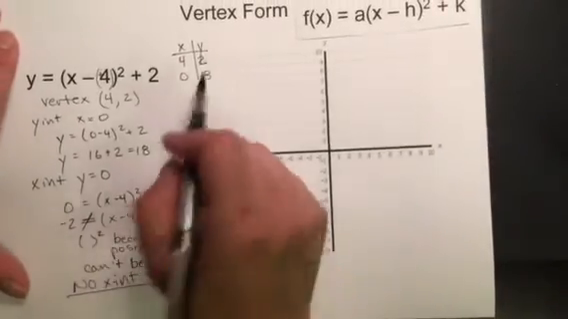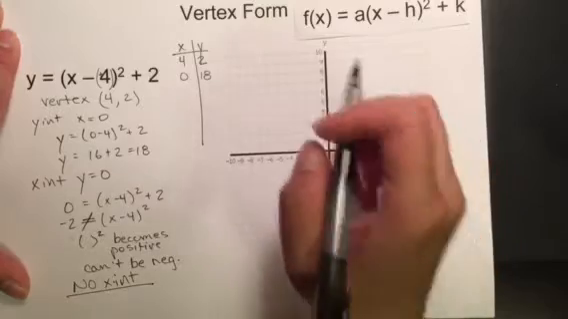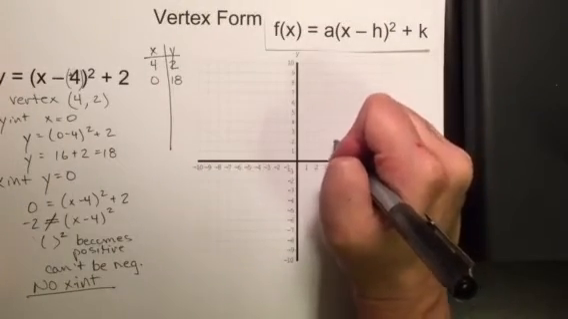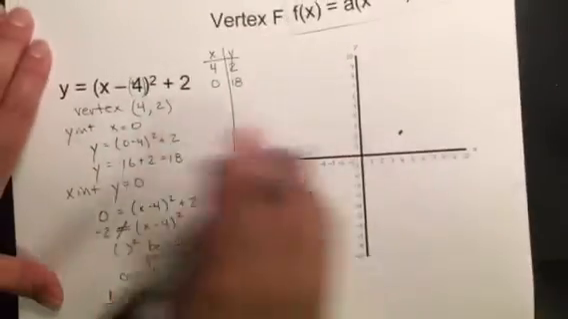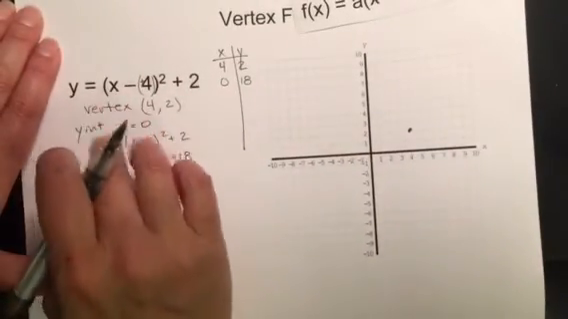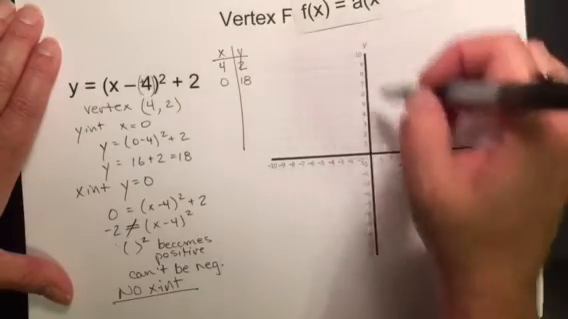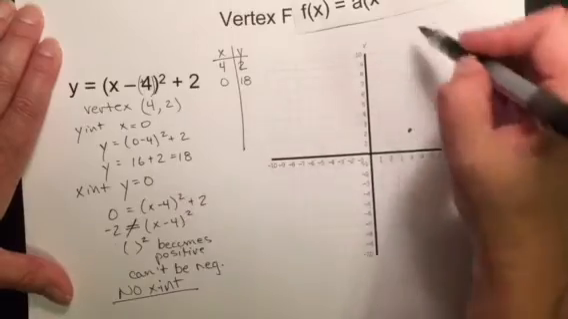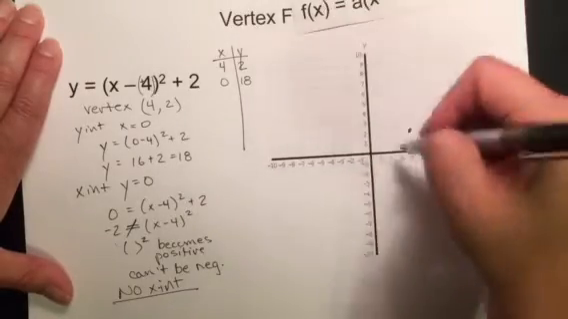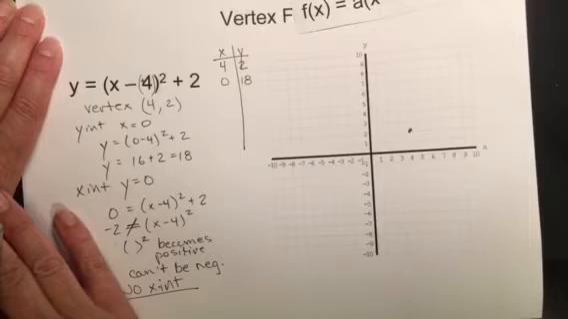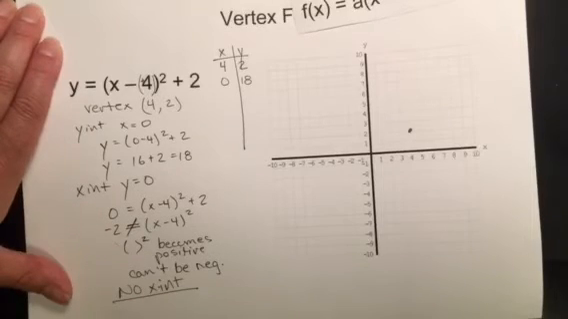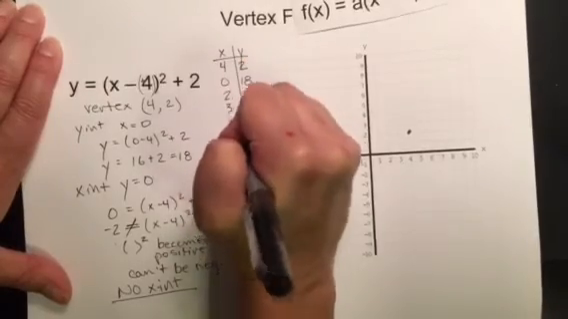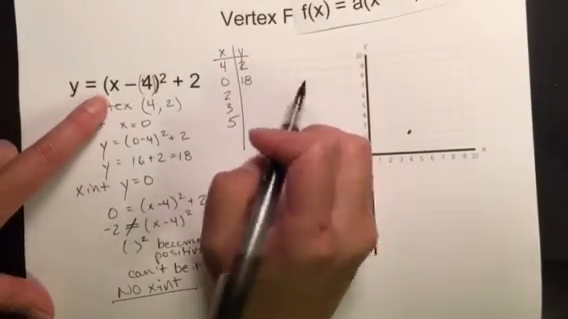And this makes sense. Let's look at what we have so far for our graph. We have our vertex at 4, 2. And our A is a positive 1 here, so we know we're opening up. So it makes sense that we do not have any x-intercepts because there's no place that this is going to touch the x-axis. All right, we need to plug in some other points. So I'm going to use 2, 3, and 5. That'll give me my 5 points.